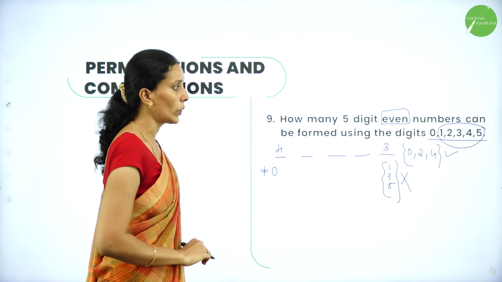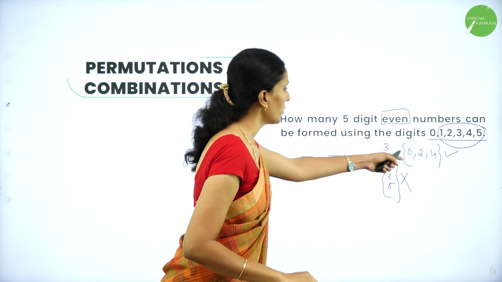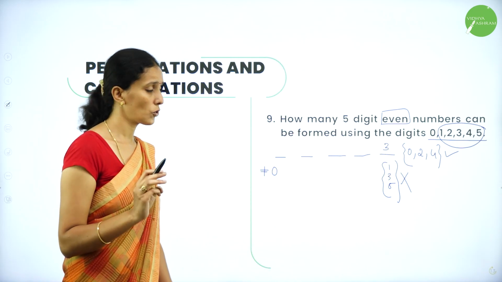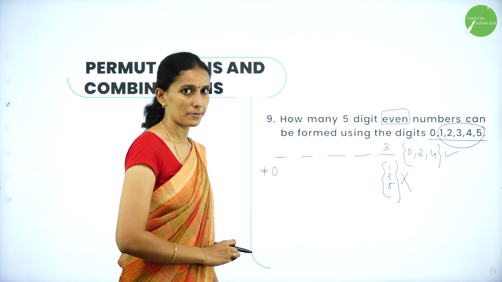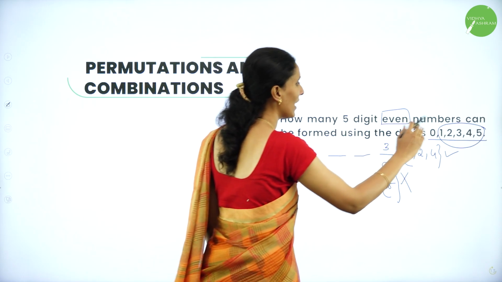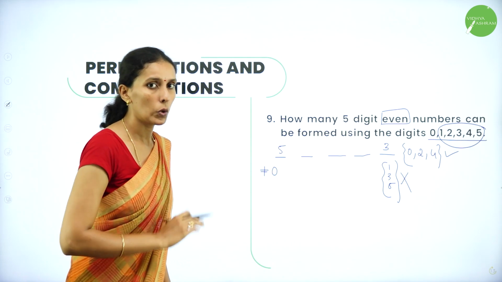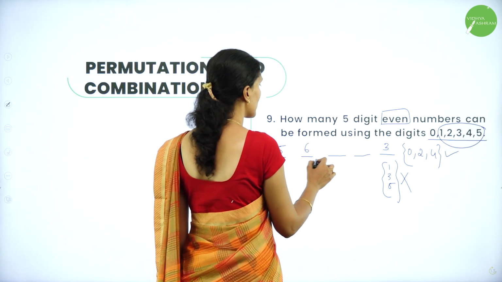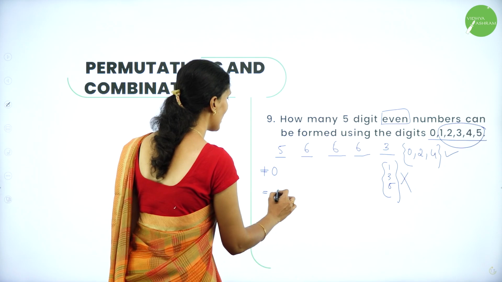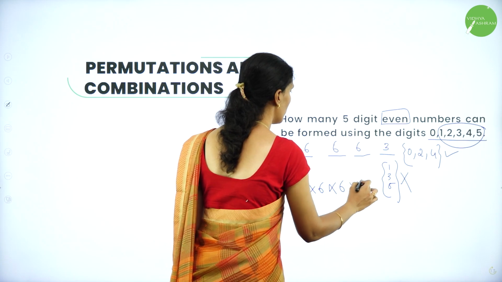Now 0 can be included, so you have choices. Now you have only 3 choices for the last place, that is, you can take only 0, 2, 4. Now 0 cannot take the first place, because it will not form a 5-digit number, so I can fill any other number. So I have 5 chances. Now 0 can be included in other places, so therefore you have 6, 6, 6 because the digits can repeat. So therefore here my answer is 5 into 6 into 6 into 6 into 3.